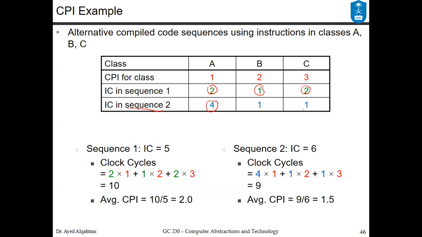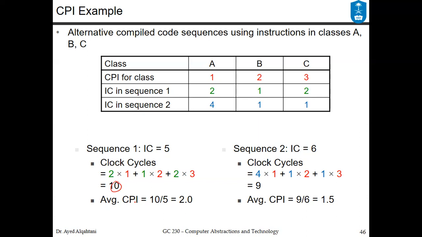Now, for sequence 1, we know that the instruction count is 2 plus 1 plus 2, which is 5. For sequence 2, the instruction count is 6. Let's focus on sequence 1 for now. Those 5 instructions are broken into 3 different classes, 2 and 1 and 2, which is the green bar here. To get the clock cycles, you take every instruction count of the class and multiply it by the CPI: 2 times 1, 1 times 2, 2 times 3, and then you add them together. You get 10.